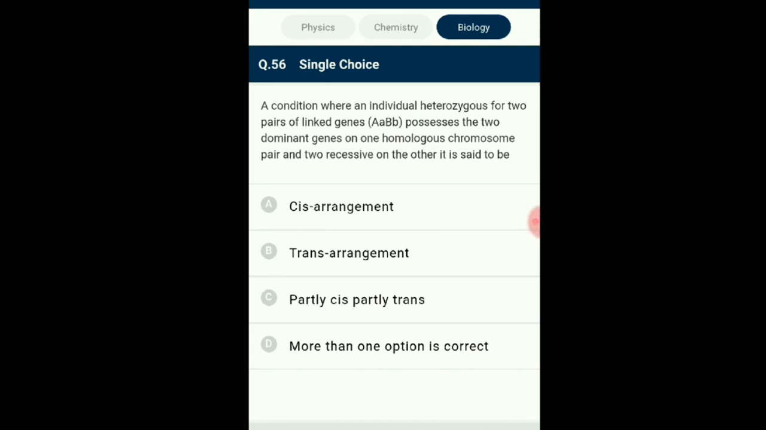Cis arrangement means one chromosome has both dominant alleles and its homologous has both recessive alleles. Hence, the condition where an individual heterozygous for two pairs of linked genes possesses the two dominant genes on one homologous chromosomal pair and two recessive on the other is said to be cis arrangement. So the answer is option A, cis arrangement.